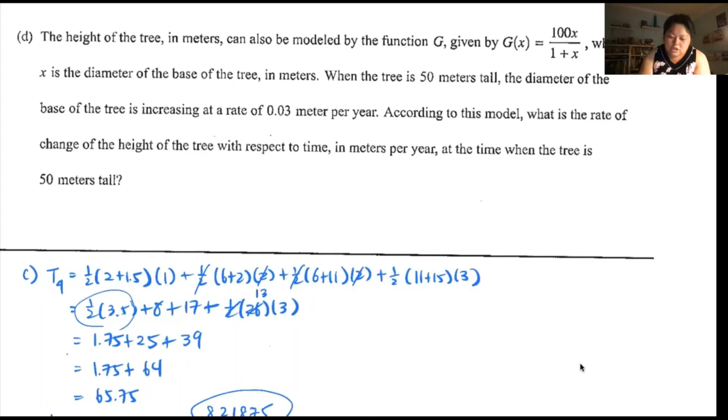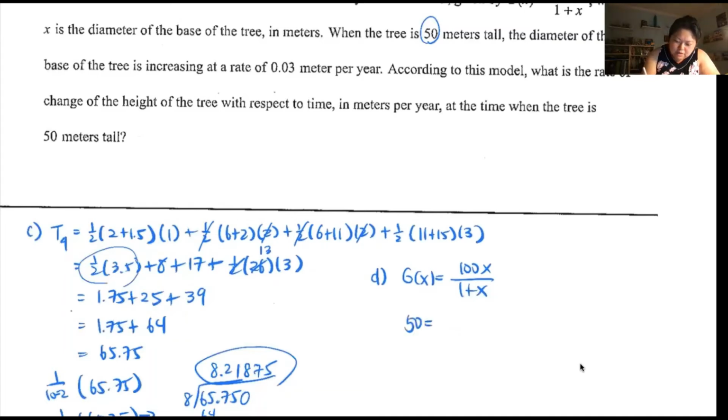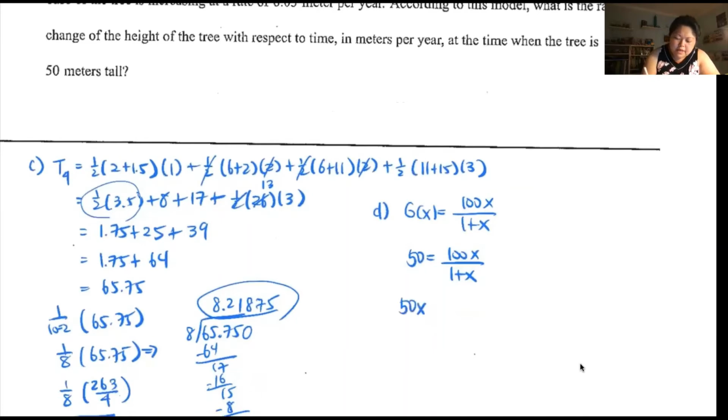Okay, all right, so our g of x, this is part D, our g of x equals 100x over 1 plus x. First thing we want to figure out is when the tree is 50 meters tall, what is our x? What is our diameter? So let's find out the diameter first. So we get 50 equals 100x over 1 plus x, so there's only x's left, right? Cross multiply, 50 plus 50x equals 100x, 50 equals 50x, x equals 1. So when the tree is 50 meters tall, the diameter is 1.